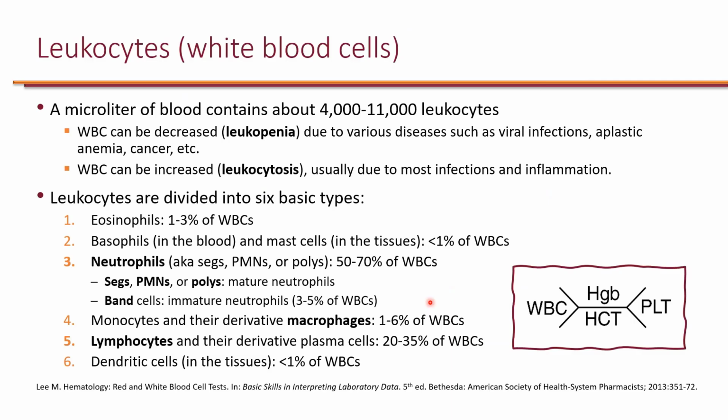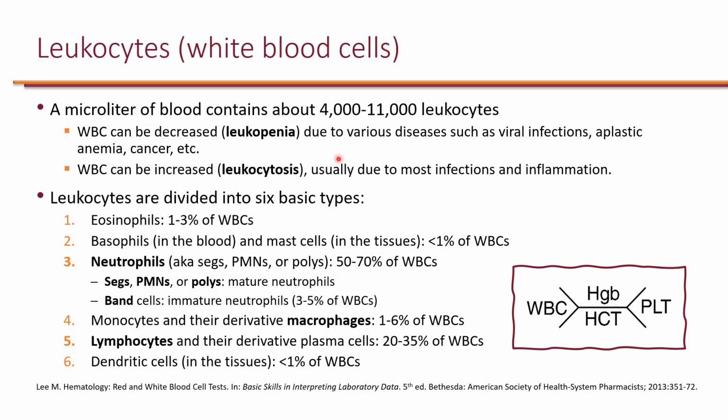Now, when we measure white blood cells in the blood, we typically count how many cells are in a microliter of blood. So, the normal range is anywhere between 4,000 to 11,000 cells per microliter.